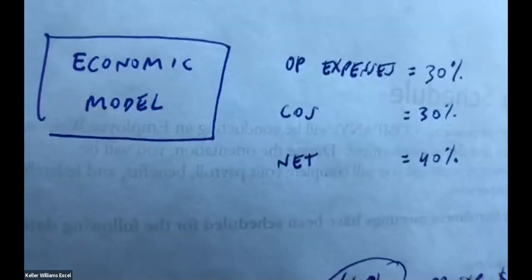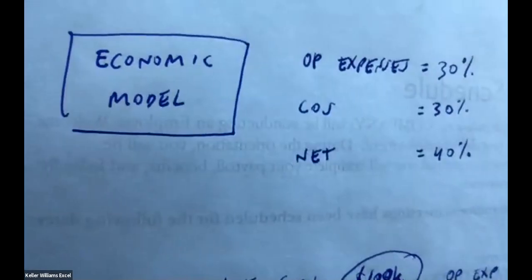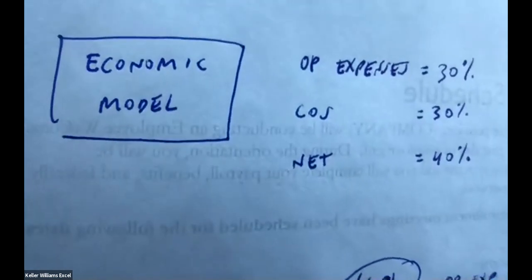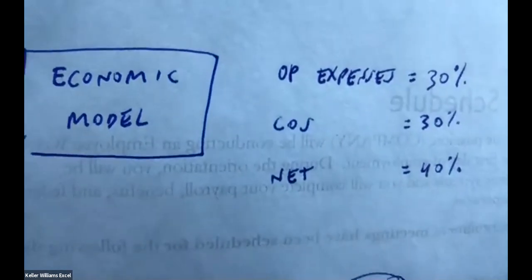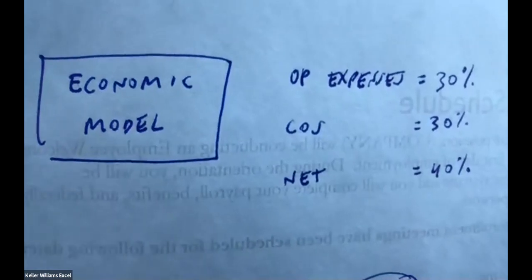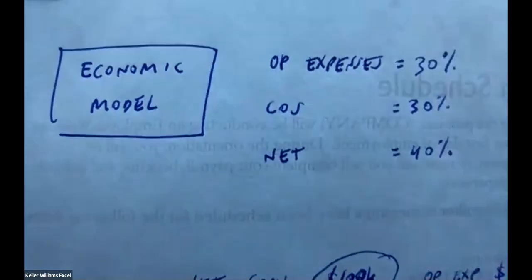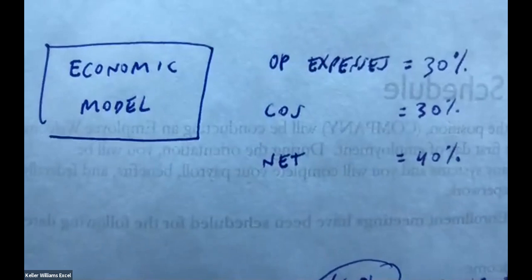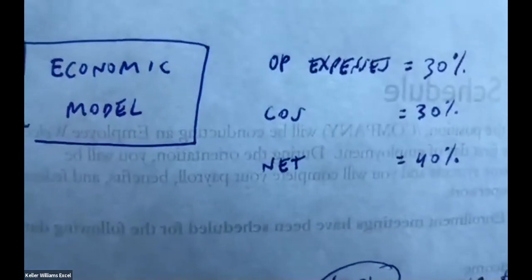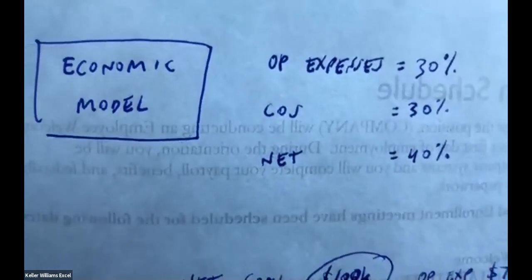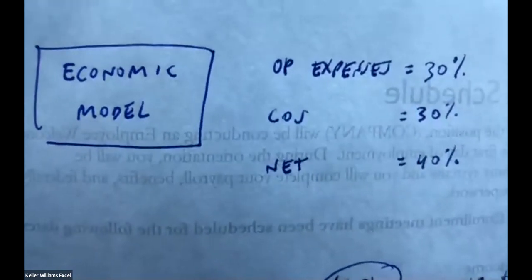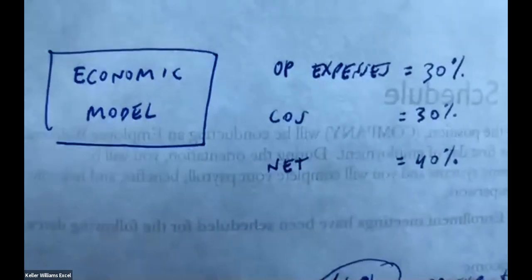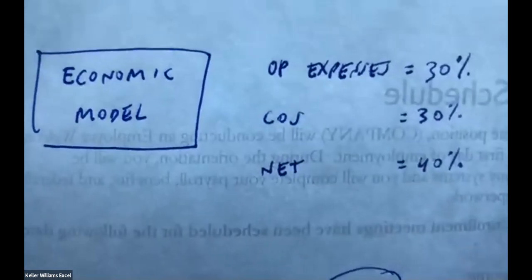So the economic model, this comes directly from the Red How to or Millionaire Real Estate book that Gary Keller wrote. If you're doing calculations as a business owner, which you all are, then your goal numbers are operating expenses should equal 30% of your overall. COS stands for cost of sales. Cost of sales should equal 30%. And then you're left with 40% of your net.